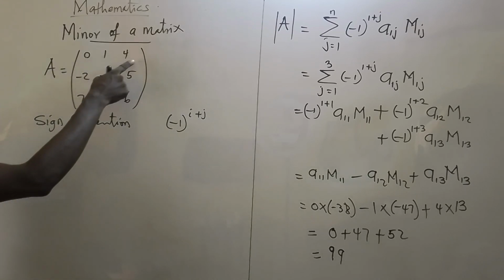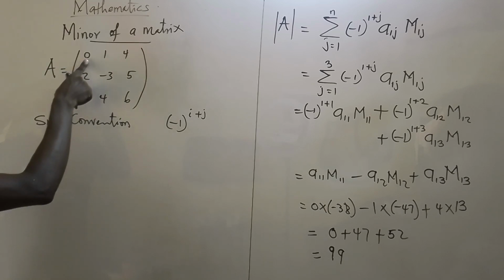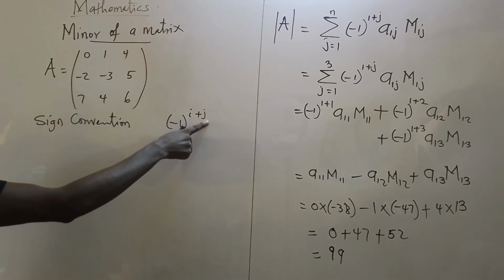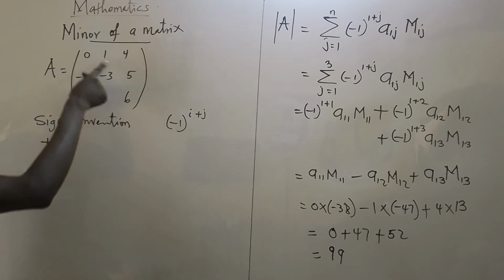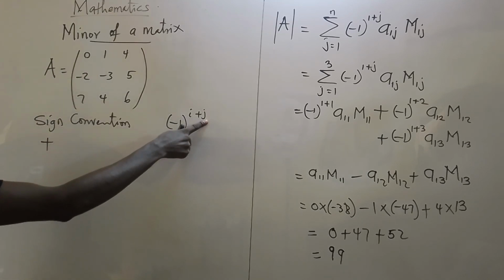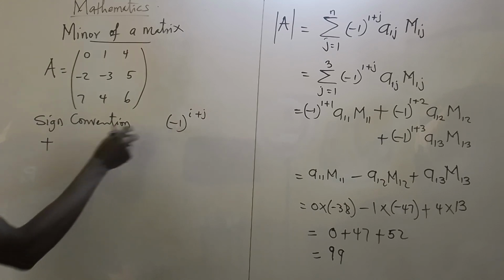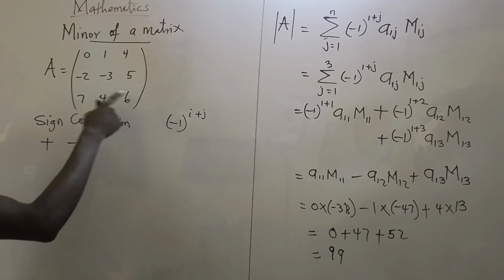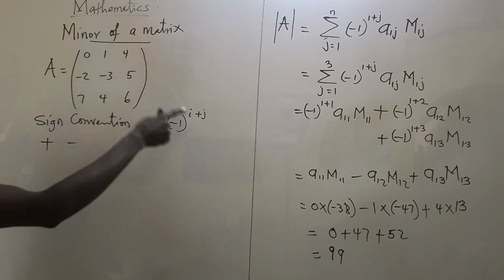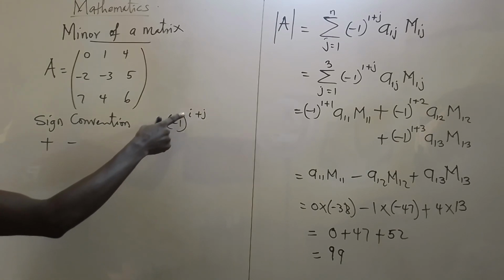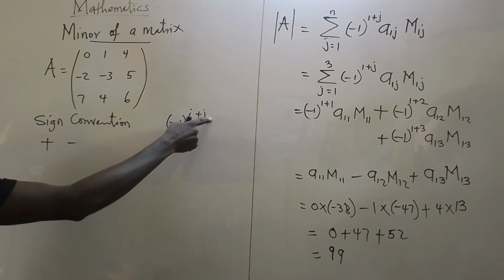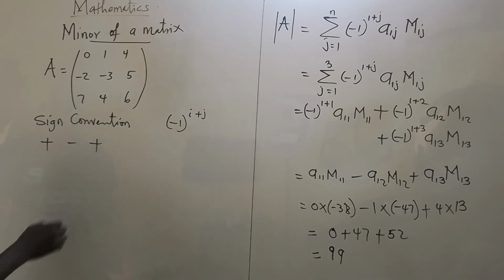So first row, first column, that is 1 and 1. 1 plus 1 is 2. Minus 1 raised to power 2 is positive. First row, second column, 1 plus 2, that's 3. Minus 1 raised to power 3 is minus. Then the third column, first row, third column, 1 plus 3, that's 4. So minus 1 raised to power 4 is plus 1.